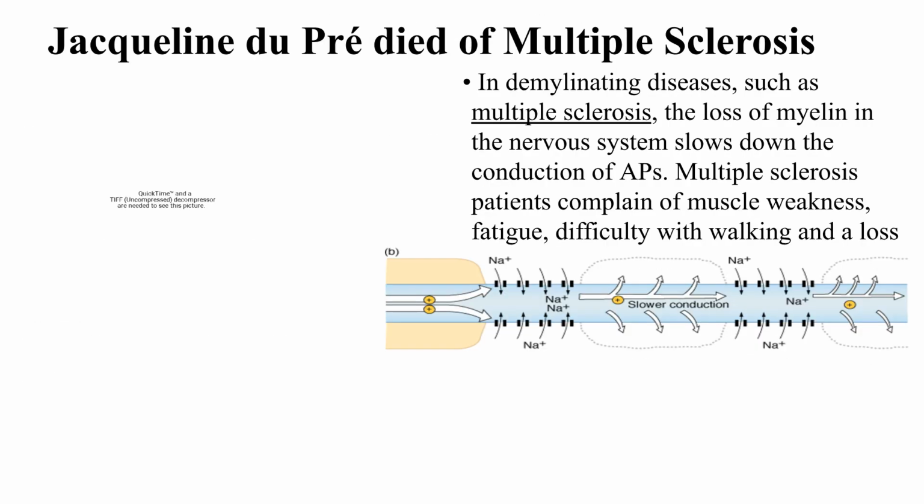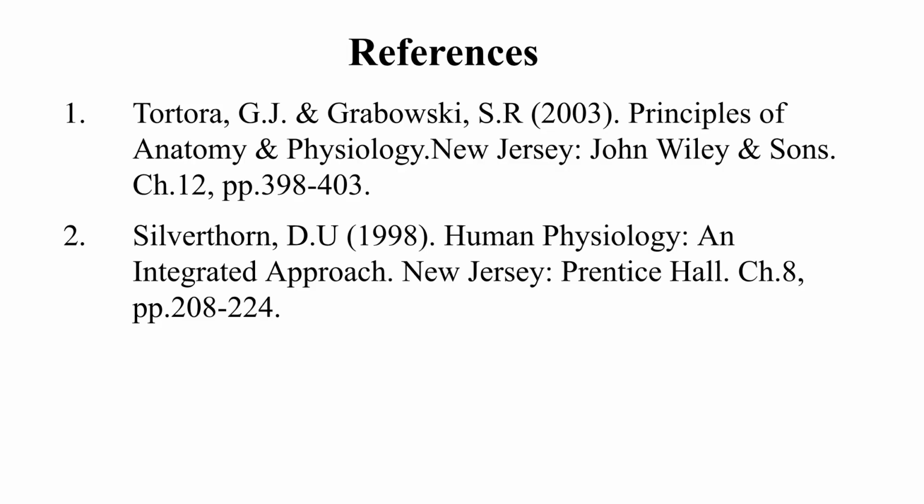In demyelinating diseases like multiple sclerosis, the loss of myelin slows down action potential conduction, leading to symptoms like muscle weakness and vision loss. These are the references used for this video.